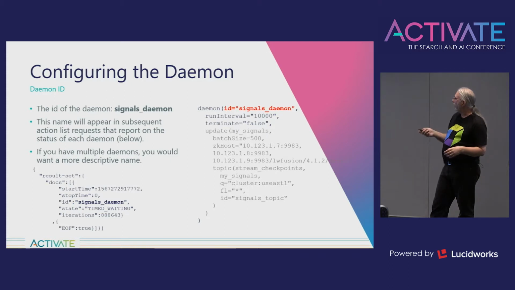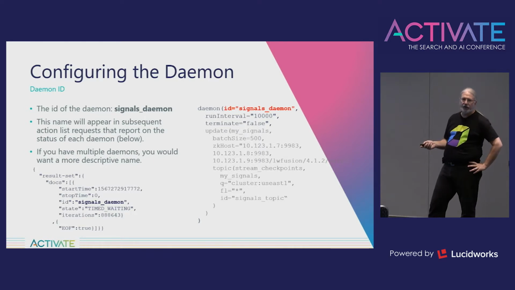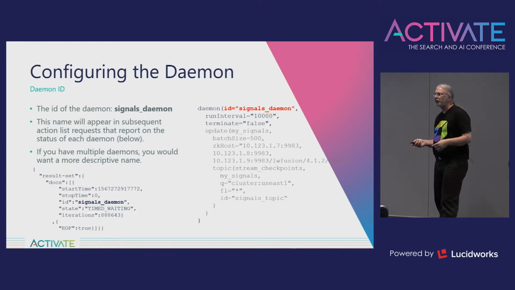So the ID of the signals daemon, I just called it signals daemon to keep it simple. Down here at the bottom, where we do a request to check the status of the daemon, that's where you're going to see that ID come back. So this is why you want to set an identifiable ID, so you can track whether the daemon is still alive downstream. And if you have multiple daemons, obviously you want a little more descriptive name than what I used.